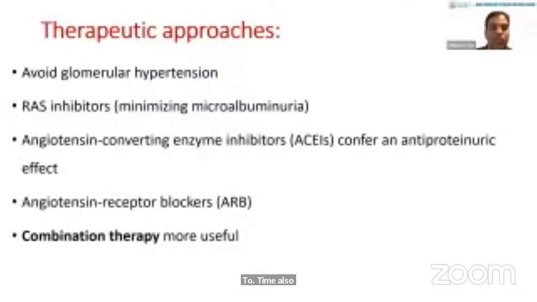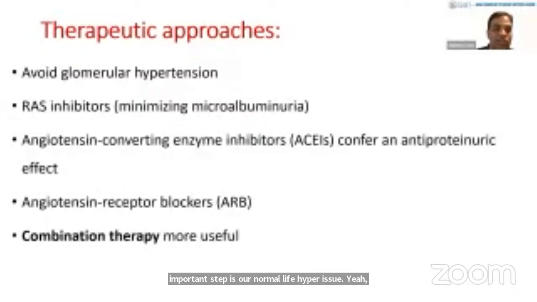Again, for the therapeutic approach, the most important step is to avoid glomerular hypertension. The other important therapeutic measures are RAS inhibitors, which minimize the microalbuminuria, such as angiotensin converting enzyme inhibitors with antiproteinuric effects, or angiotensin receptor blockers. These are the most important drugs, or any combination therapy can be useful. These are the main treatments for post-transplant proteinuria.